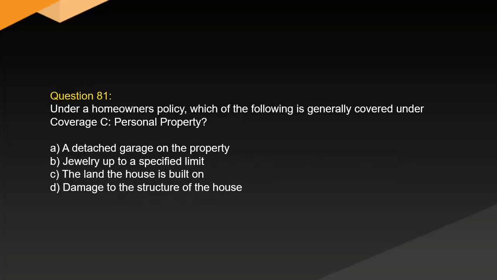Question 81. Under a homeowner's policy, which of the following is generally covered under Coverage C? A. A detached garage on the property. B. Jewelry up to a specified limit. C. The land the house is built on. D. Damage to the structure of the house.